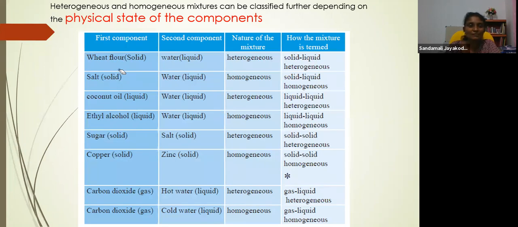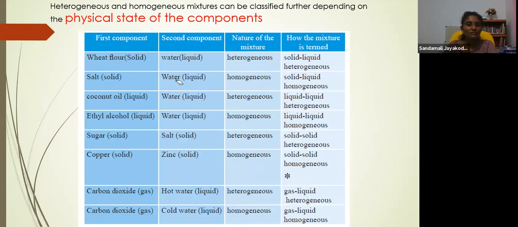So this first example, wheat flour and water. When we take wheat flour, it is a solid. Then we dissolve it in a liquid which is named as water. Then solid and liquid have come together and it is heterogeneous. We know it is heterogeneous because when mixed, it is not dissolving properly. Something remains at the bottom as a lump of wheat flour. So it's a solid, liquid, heterogeneous mixture.